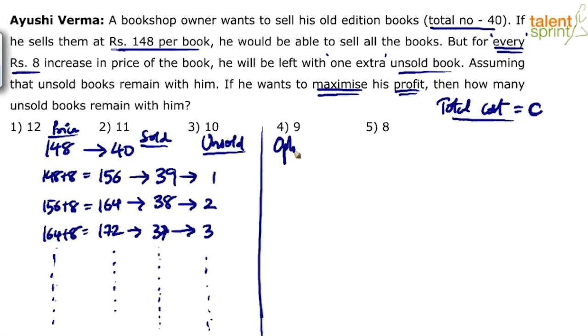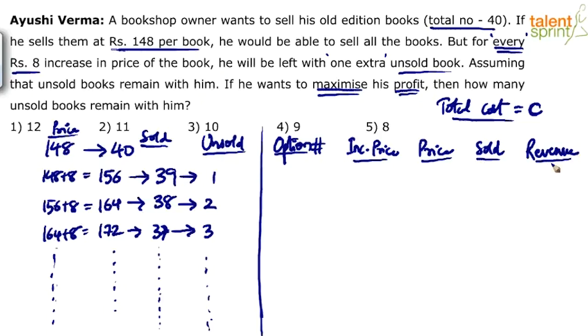So I'll just do one thing. Make a table like structure so that you can follow it easily. Option number, then increment in price, then price, and then sold books, and then revenue. So this is what we are interested in. So where is the maximum revenue is the question. So option 1, 2, 3, 4, 5. What is the increment in price?